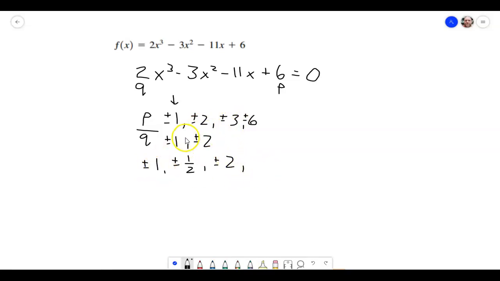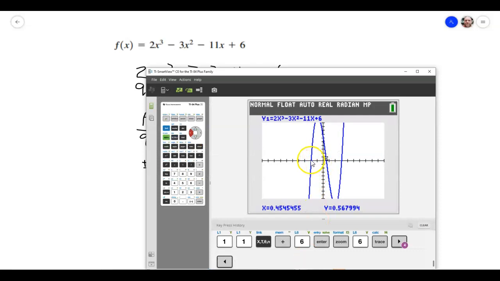Then we go to the 3. 3 over 1 is 3, plus or minus 3. 3 over 2 is plus or minus 3/2. And for the last one, 6 over 1 is plus or minus 6. And 6 over 2 is 3, which we already have. So we see here that we have 12 possible rational roots for this function. And those do correspond to our calculator, because if you look at the calculator, negative 2 is on there, and positive 3, and positive 1/2.